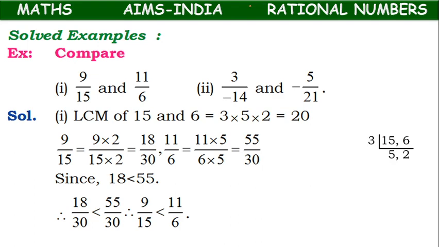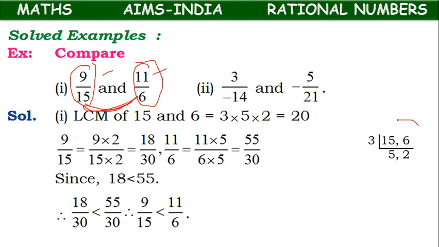Now let's see the example. Compare 9 by 15 and 11 by 6. These two are the given rational numbers. Here the denominators are positive, so no need to make them positive. Already they are given positive. But both the denominators are different.